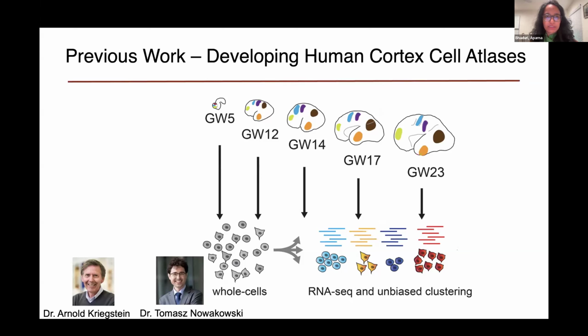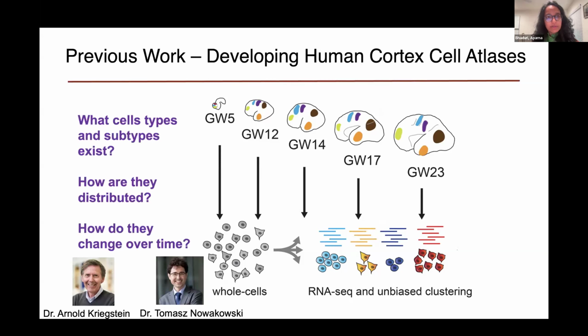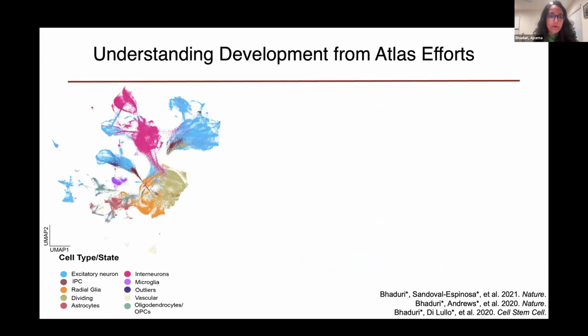by single-cell RNA sequencing. And from this, we were able to ask what cell types and subtypes exist in the developing brain, how are they distributed, and how do they change over time. And from this, we were able to generate an atlas shown here of 700,000 post-quality control cells. I think most people here will be familiar, but each dot is an individual cell colored by the major cell type, which was inferred from our analysis.